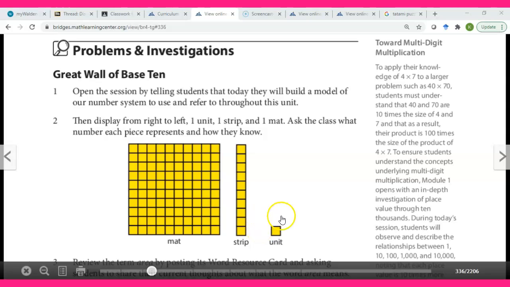If you haven't been in class, you might want to make a note of what this stuff all means. In this first example on your sheets, they're talking about units, strips, and mats. This is what they mean. The unit is 1 centimeter. The strip is 10 centimeters, and they put it vertically. And the mat is 100 centimeters because it's 10 by 10.